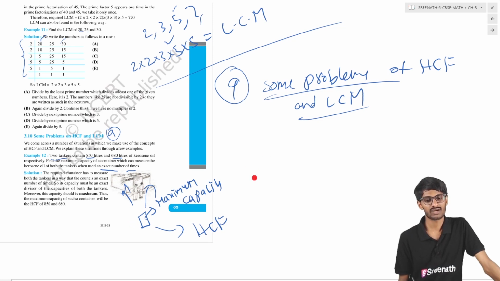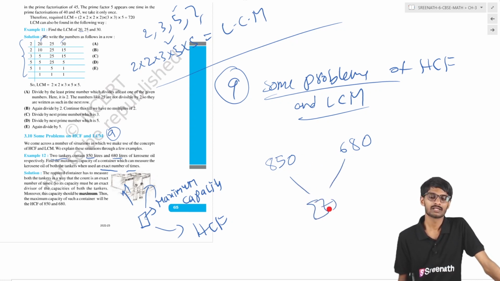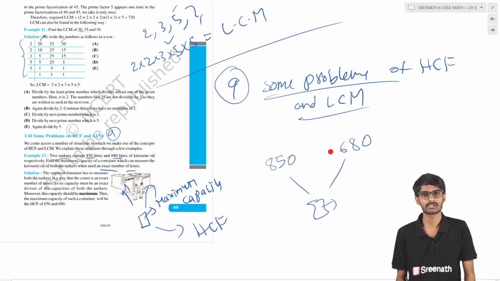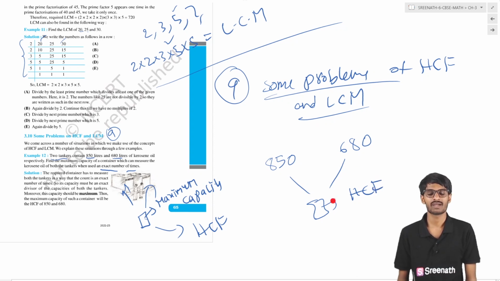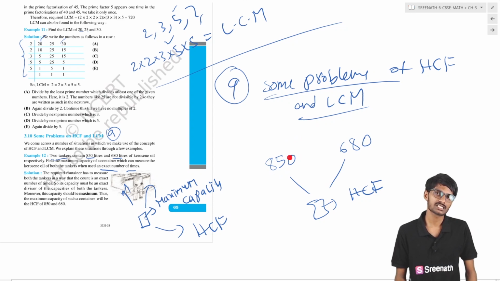So finally what we can conclude is, one is 850 liters and the other is 680 liters. We have to measure these two with the help of this small tanker's maximum capacity, using it a number of times. For that, this number is nothing but the highest common factor of these two. So what is the highest common factor of these two? That is what we have to find.